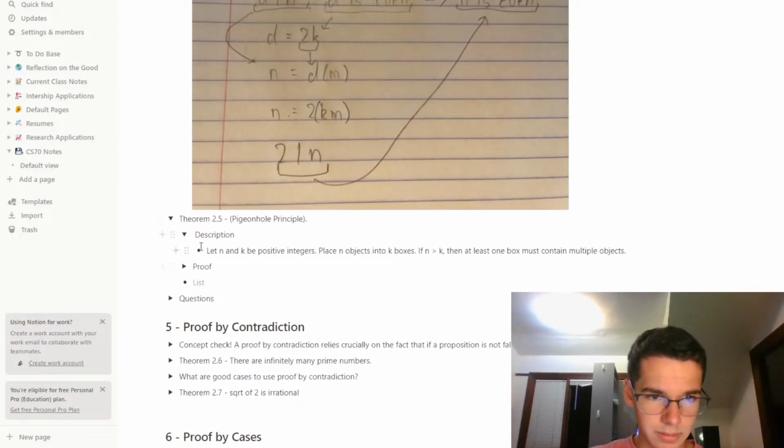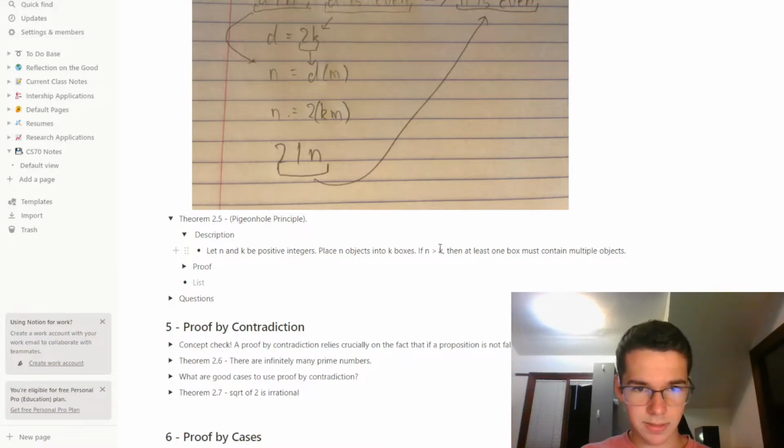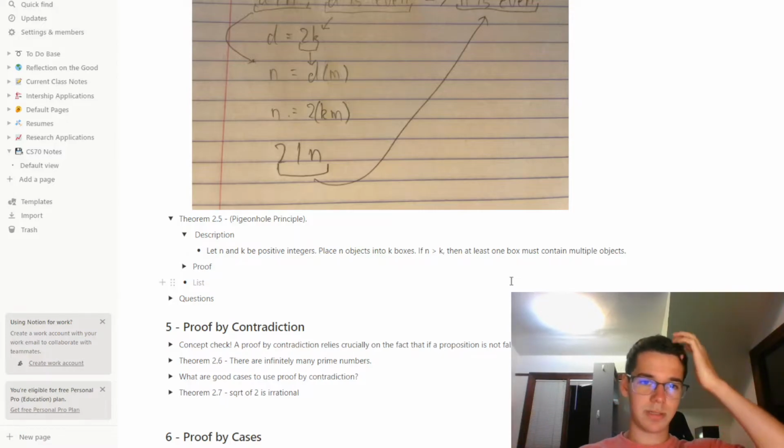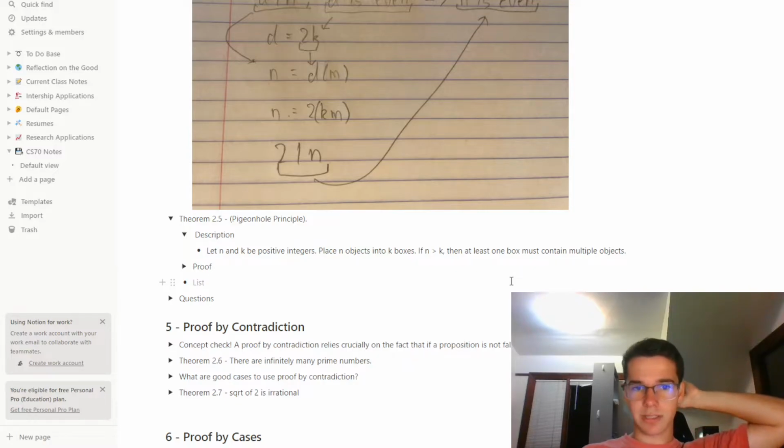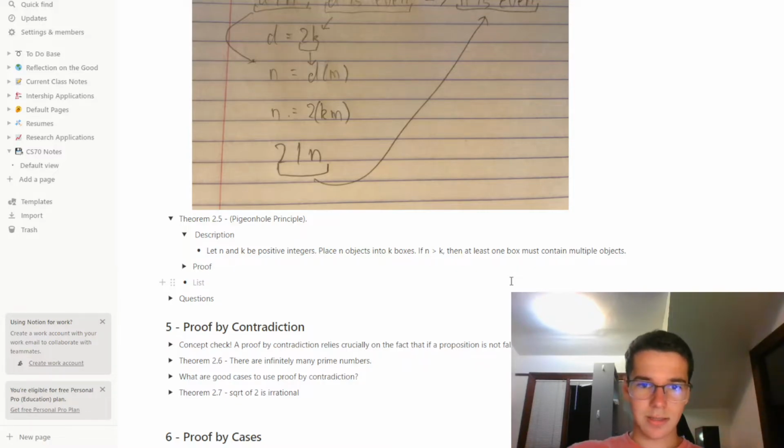Now we're going to go on to the pigeonhole principle, which says n and k are positive integers, and if we place n objects into k boxes, if it's the case that there are more objects than boxes, then at least one box must have multiple objects in it. That pretty clearly makes sense. If you have 3 buckets and 5 balls, and you want to put all of the balls into the buckets, you're going to have to double up on some buckets.